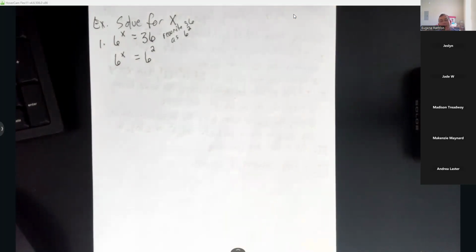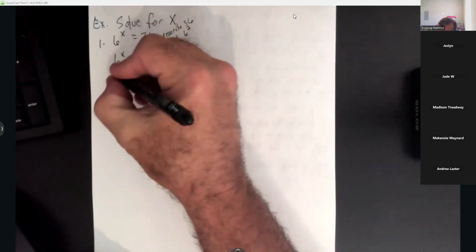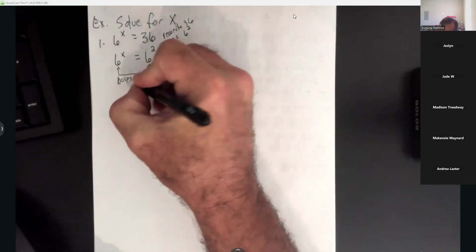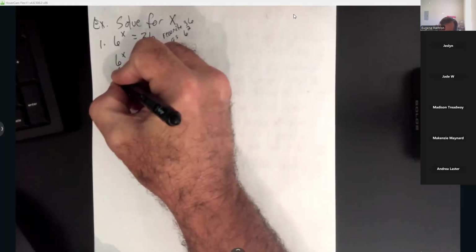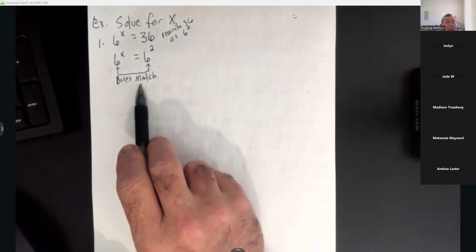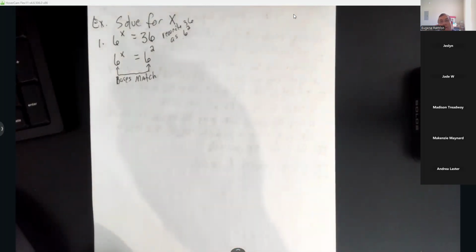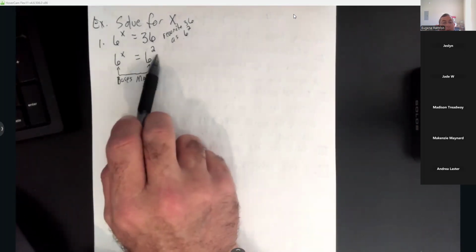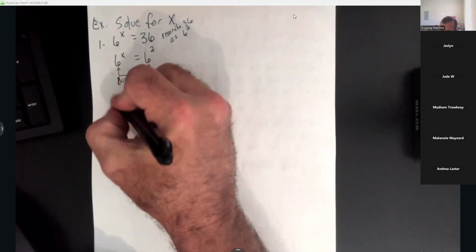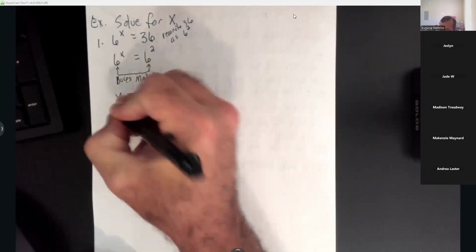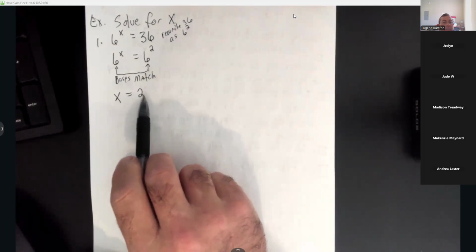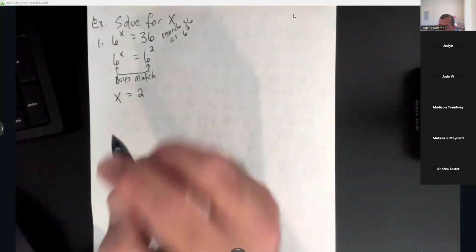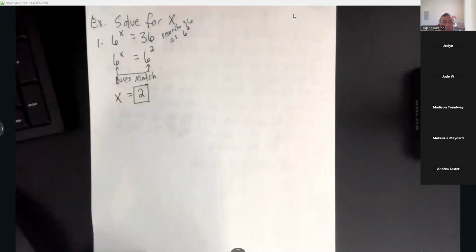All right, so at that point, my bases match. So y'all notice, my bases match. So since my bases match, I'm going to invoke the base exponent property, which says if these bases match, then these exponents got to be equal, which means x has to equal 2. All right, y'all, let's see if I put a 2 in here. 6 squared equals 36 is true. So I know that 2 is my answer.